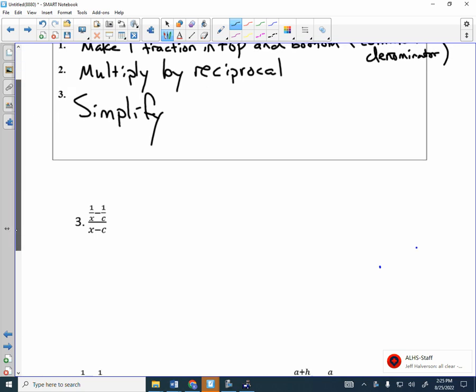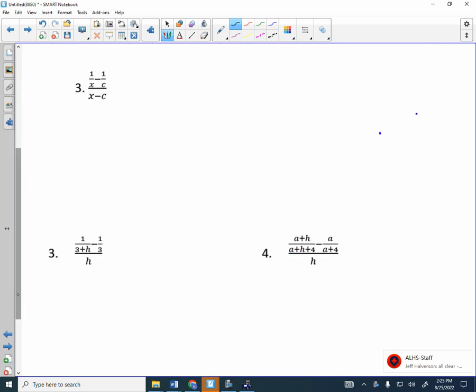So, there we are. Let's try this one right here. I'm going to write it out: 1 over x minus 1 over c. That way I have a little bit more room. Divided by, and now watch this subtle move I'm going to make. What is the denominator of x? What's the denominator of c? So would you agree it's x minus c all over 1?